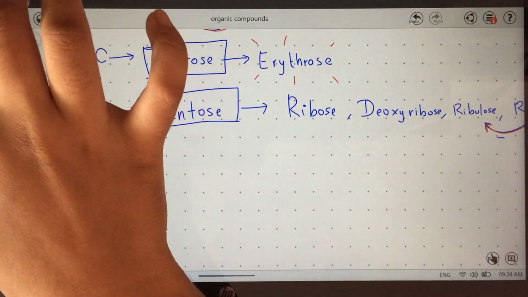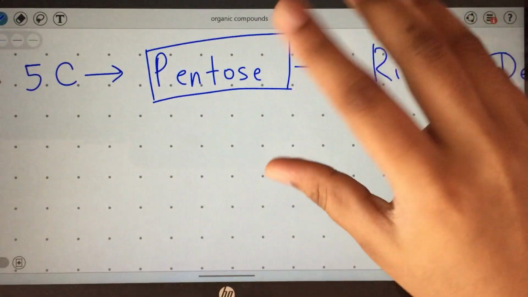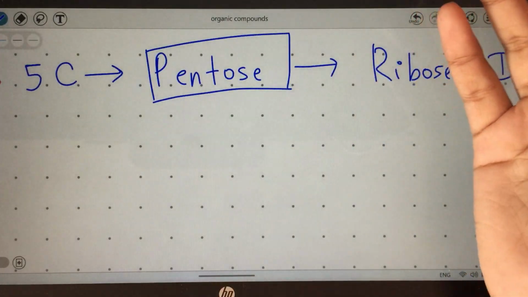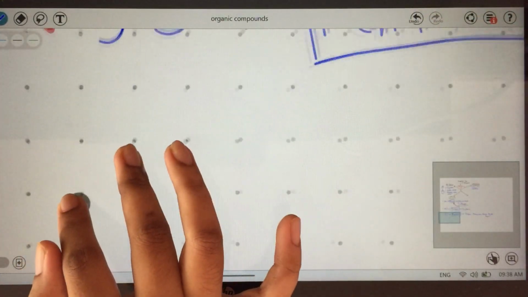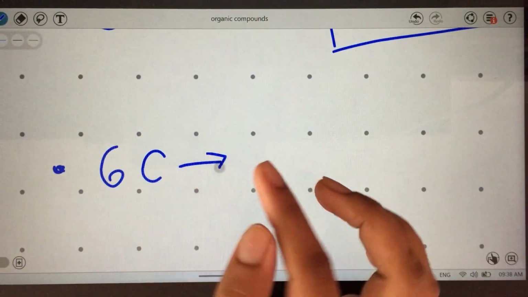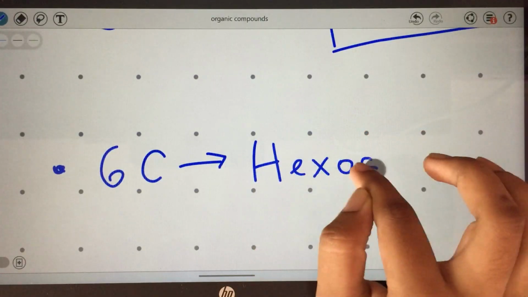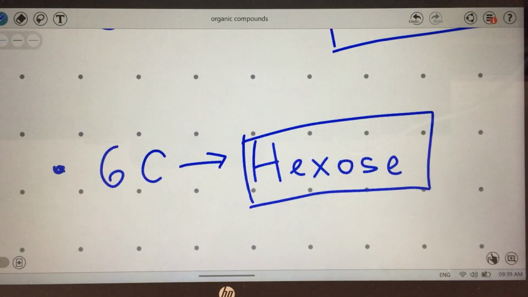Then we have the last one. I told you, although we know that the number of carbons in monosaccharide is 3 to 7, you don't have anything about the 7-carbon sugars, okay? Only till 6-carbon. So what's the final one? 6-carbon. 6 carbon is hexose. Okay, 6 hexose.